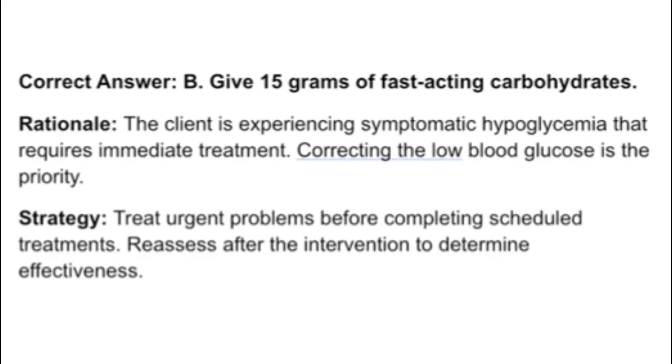Correct answer: B. Give 15 grams of fast-acting carbohydrates. Rationale: the client is experiencing symptomatic hypoglycemia that requires immediate treatment. Correcting the low blood glucose is the priority.